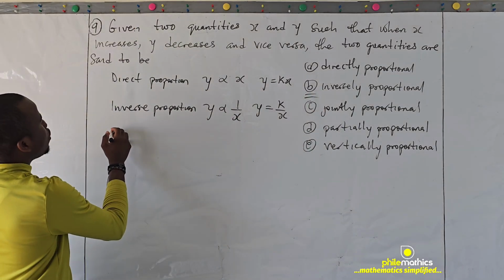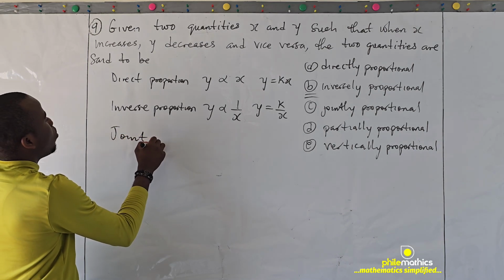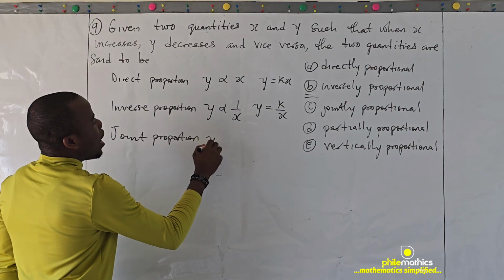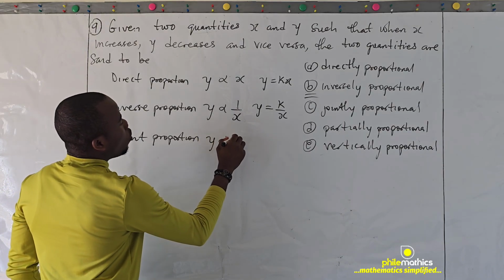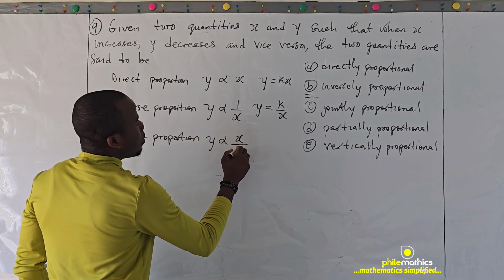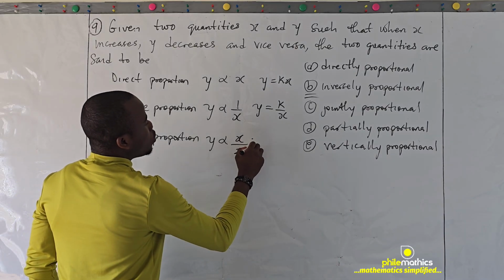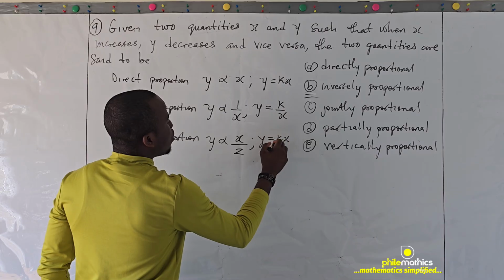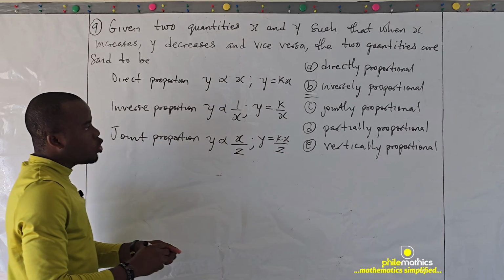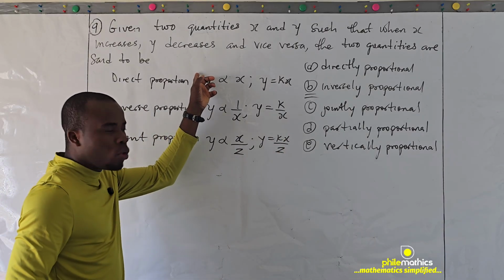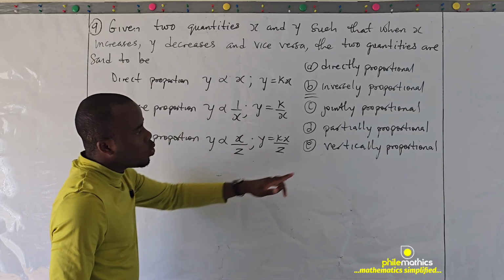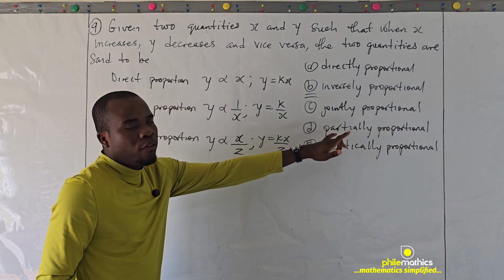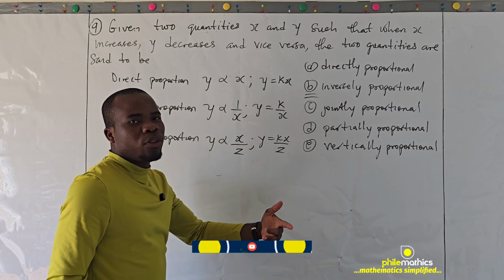And so the third one is joint proportion, where you say y is jointly proportional to x and inversely proportional to z. And so if you introduce the constant of proportionality, you have y equals kx over z. So this is just combining the direct proportion with the inverse proportion. And so there's nothing like partial proportion and vertical proportion. Although you have what we call partial variation.